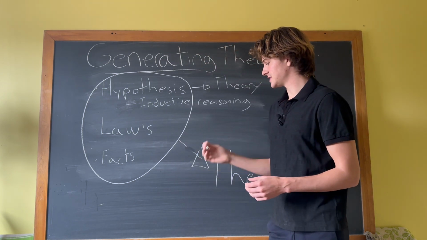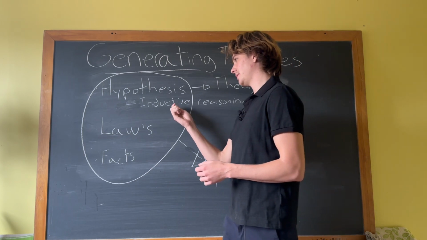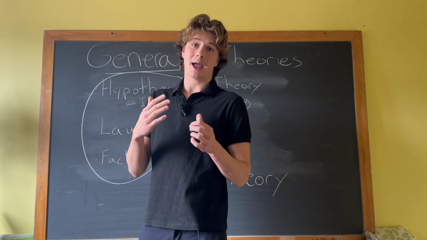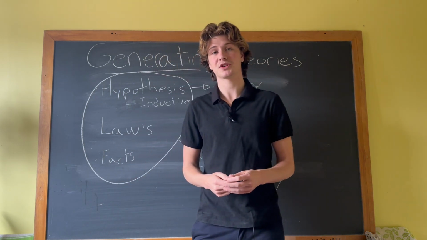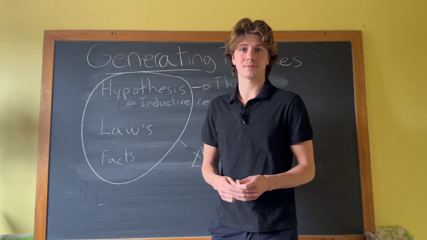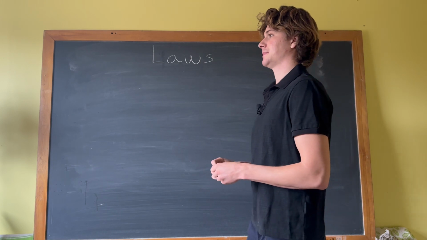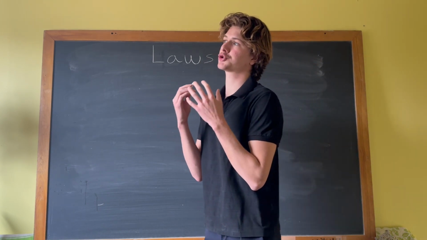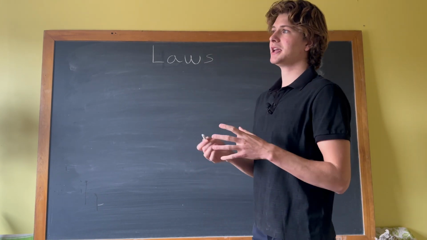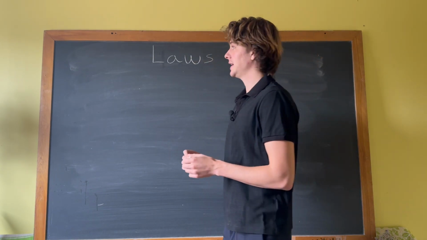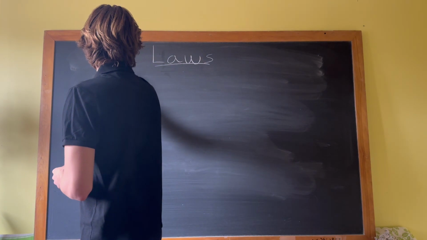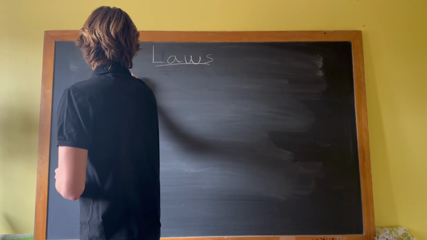So this is essentially the generation of the theory. It's all about inductive reasoning. And now I want to move on and talk a little bit about laws, and then I want to compare theories and laws real quick, and then we'll touch on models. The purpose of a law is truly to state an observation without explaining it, right? So laws, they are not explanations.